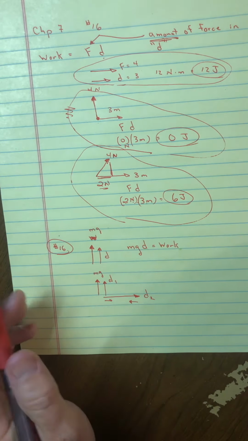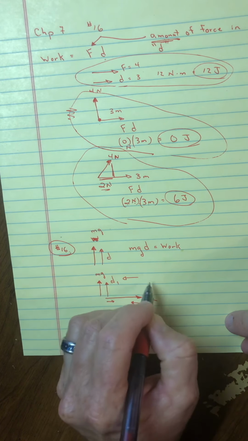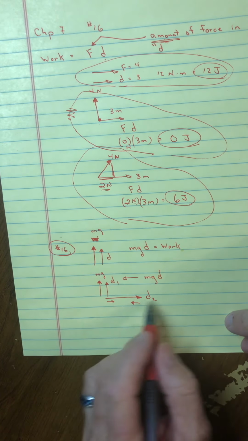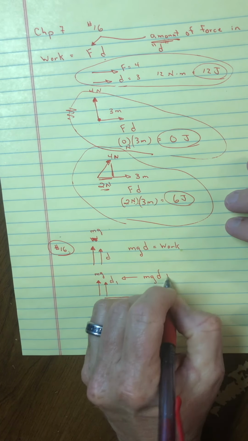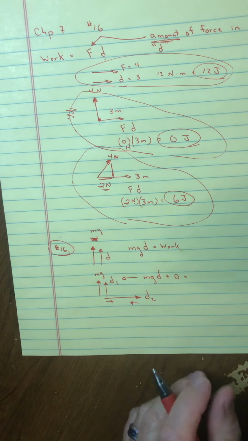And because of that, I would say that the only work that Sally does is the mg, and then it's the same distance up. And for distance number 2, there's no work being done. So you might say plus 0 is Sally's total work. And so again, they come out to be the same.